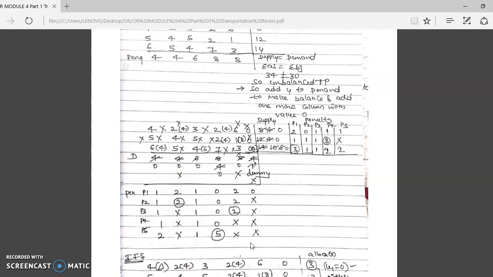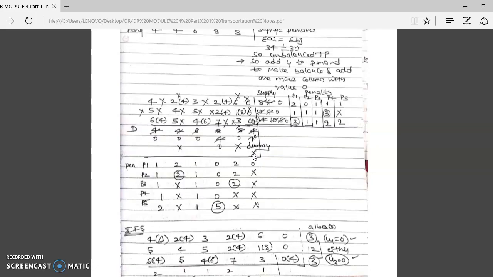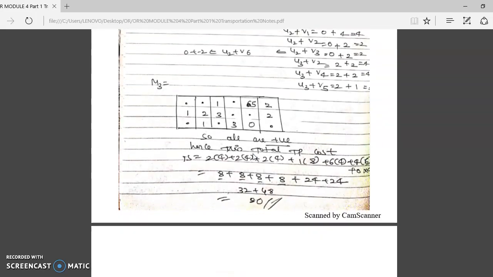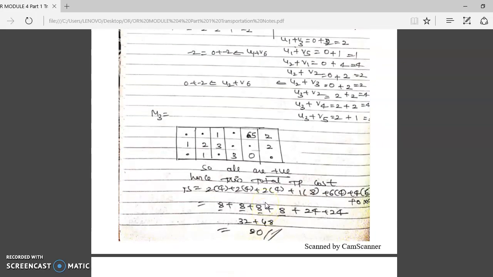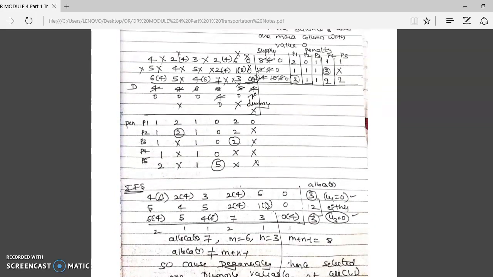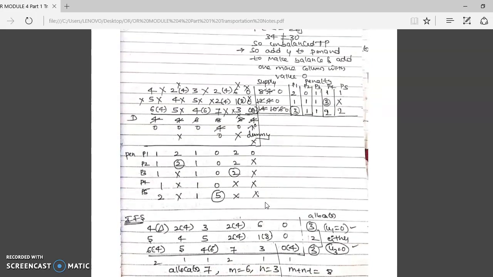Then apply. While solving, you have to consider allocation of this value also. Okay. Then solve it. Then rewrite and resolve it, get the answer. Okay, just apply the MODI method, solve it. While solving, consider this also for the allocation.